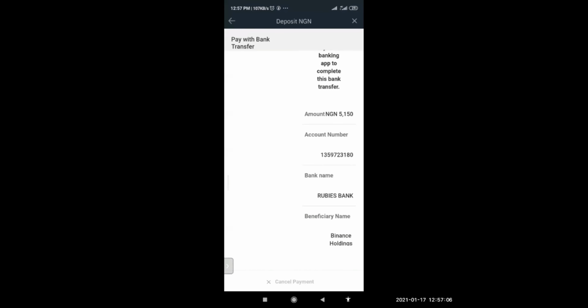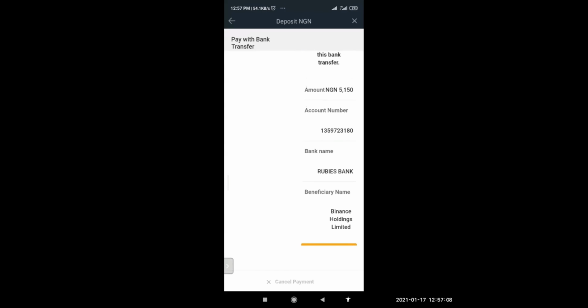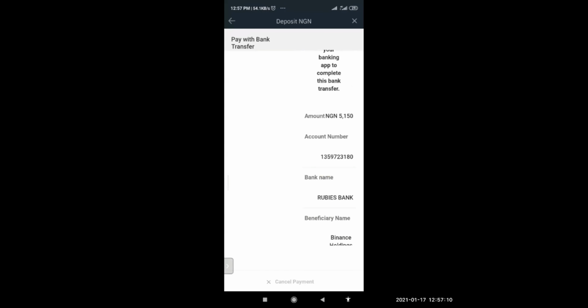Okay, so once I click continue, it will give me all the information. That is, I will pay this amount to 13597238180. That is this account. And the name of the account is Rubis Bank.